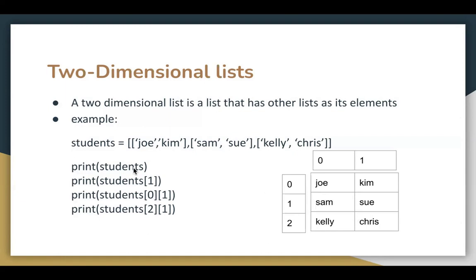See here, print students. If we perform print students, all the students' names will be printed. And if we want to perform print students of 1, only Sam, Sue will be printed. You can observe it is index number 0, index number 1, index number 2. And each individual element in a sublist will be 0, 0, 0, 1, 1, 0, 1, 1. See, print students of 0, 1. Here 0, 1 will be Kim. And print students of 2, 1, so 2, 1 will be Chris. It is about the two-dimensional list.